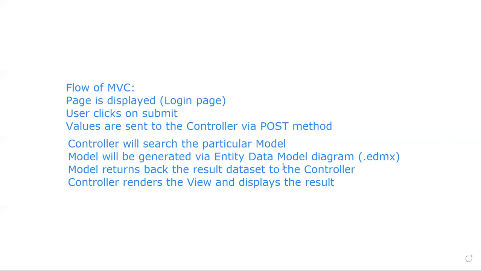Now the data is present in the controller, the result data set. After performing the particular operation like update, delete or select, the result data is present in the controller. Now the model has sent back the result to the controller. What will the controller do? The controller will display the result in the view. This is the flow of MVC. All of you understood, no? So please remember this flow.